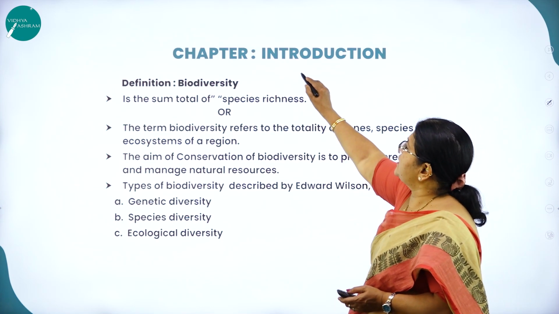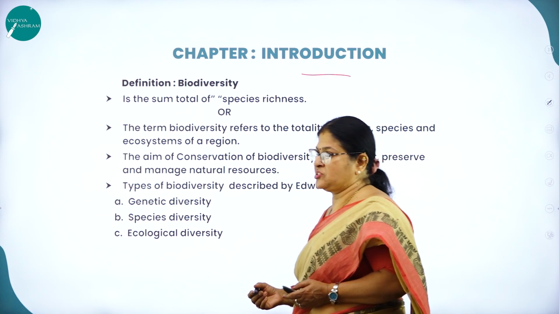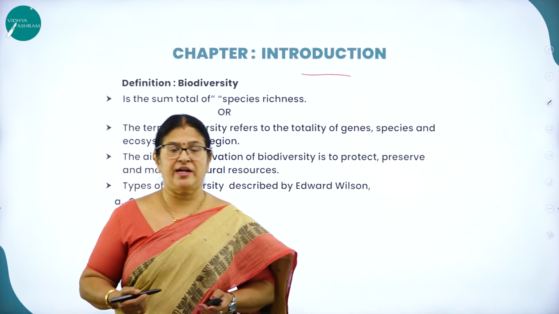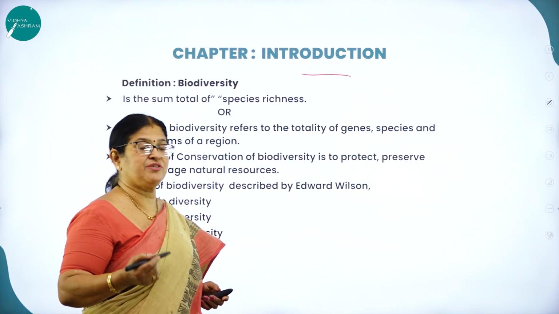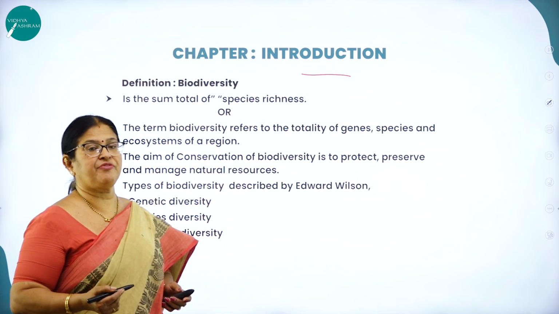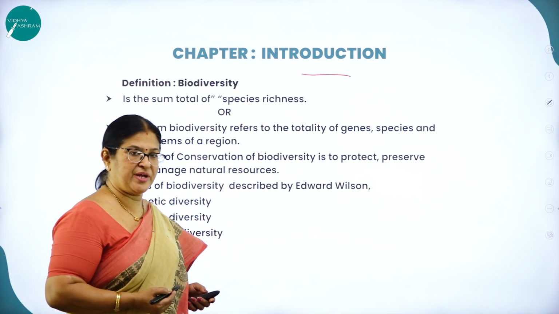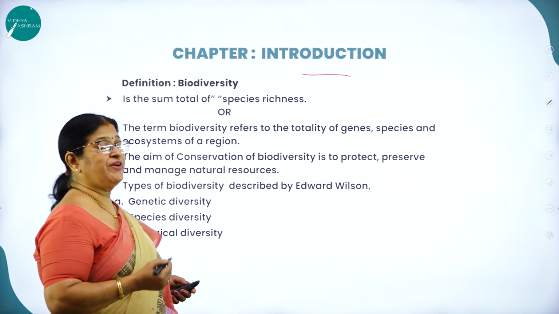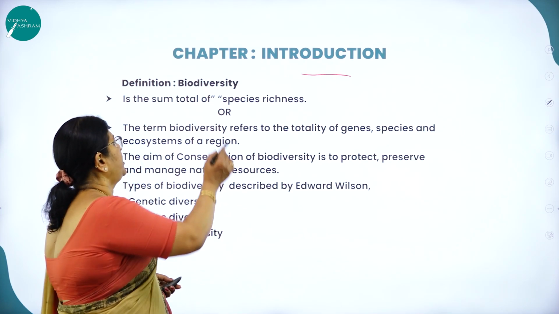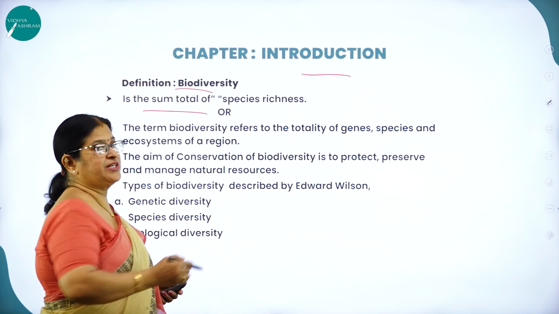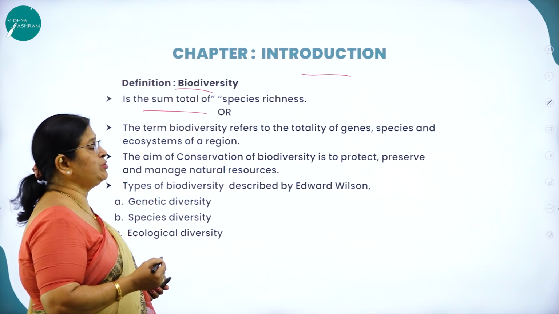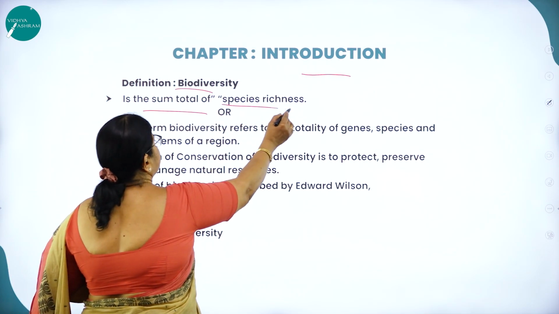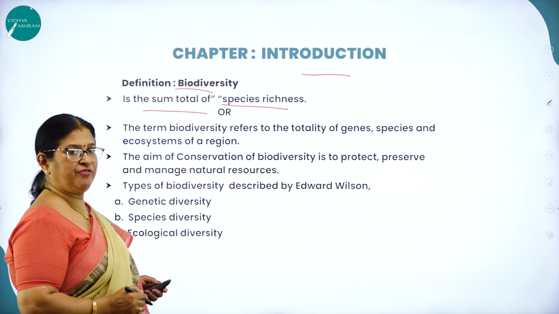Now let us understand the chapter introduction. The very word itself we understand. Bio means living, diversified. We come across diversified plants and animals existing on this planet Earth. So how do we define the word biodiversity? Biodiversity can be defined as the sum total of species richness. This is one type of definition.